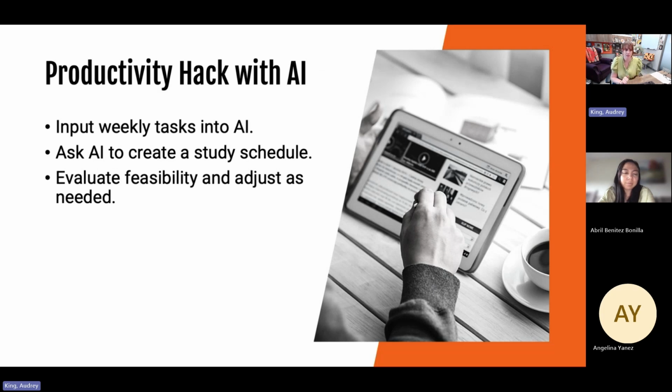If you're looking for productivity hacks with AI, input your weekly tasks into AI, ask it to create a study schedule, and then you can evaluate your feasibility and adjust as needed. I do find that my AI, like myself, really struggles with time and knowing the amount of time that something should take, as well as being really bad at calculating time.